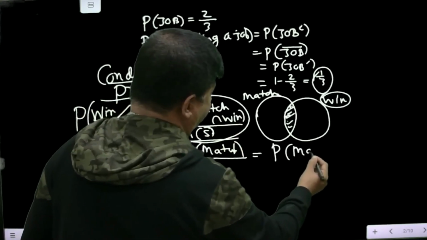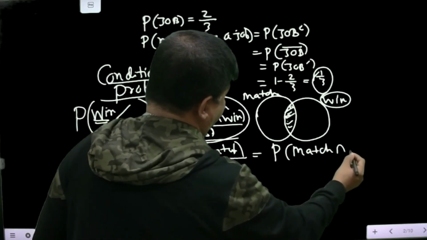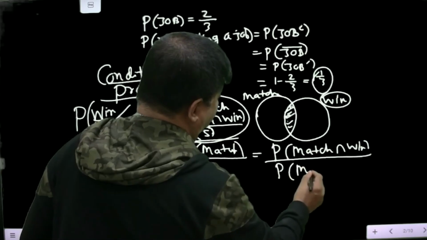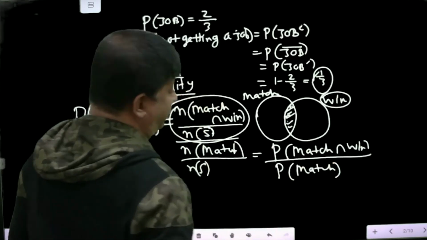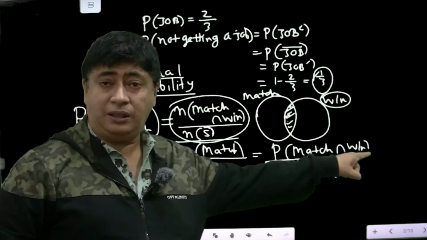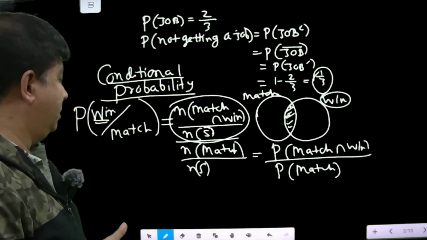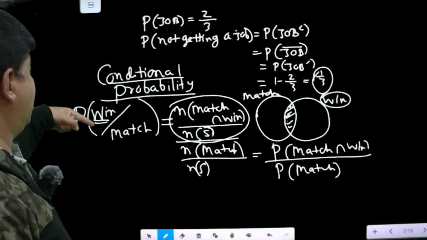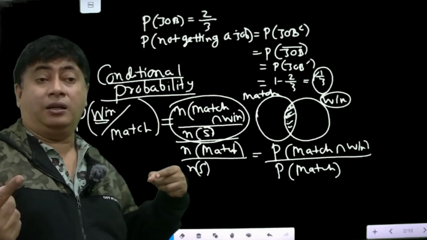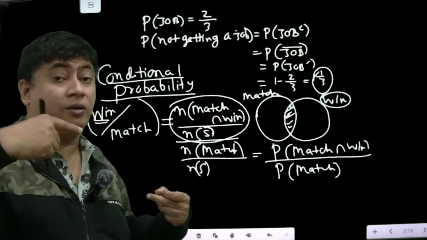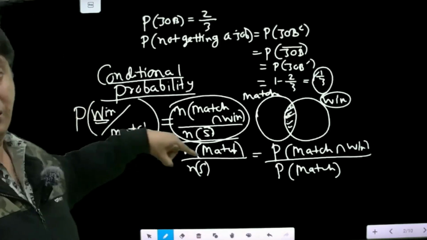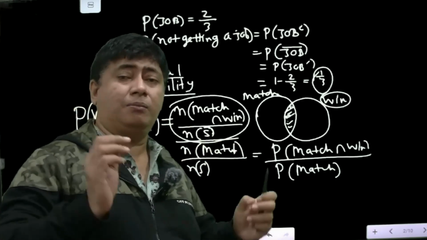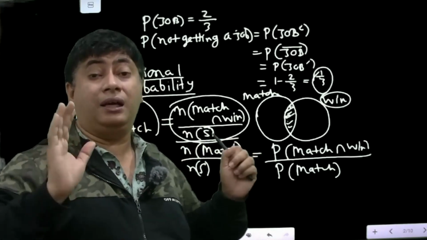Probability of match intersection win divided by the probability of occurrence of the match. Okay, so this is the favorable event, this is the total event. Then I can say it is conditional probability. The condition of choosing a winning or losing team depends upon the occurrence of the match. So it is an example. Probability must be understood by some daily life example.